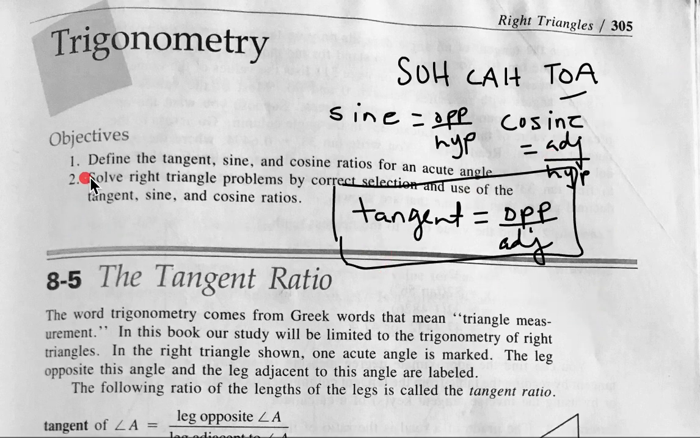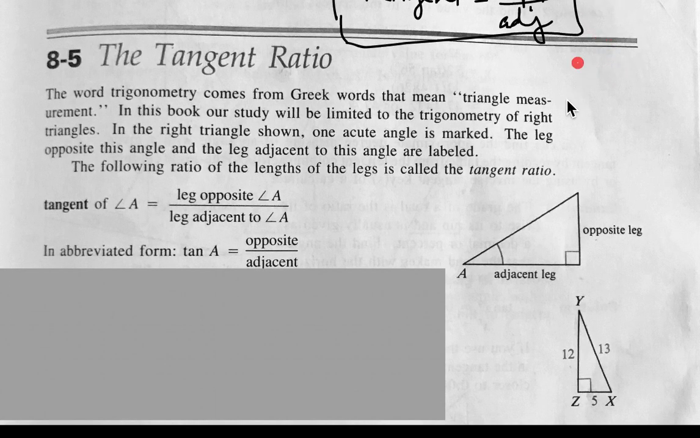The objectives of these next three sections are to define tangent, sine, and cosine ratios for acute angles and to solve right triangle problems using sine, cosine, and tangent. So here we go, the tangent ratio. The word trigonometry comes from the Greek word that means triangle measurement. In this book, our study will be limited to trigonometry of right angles.